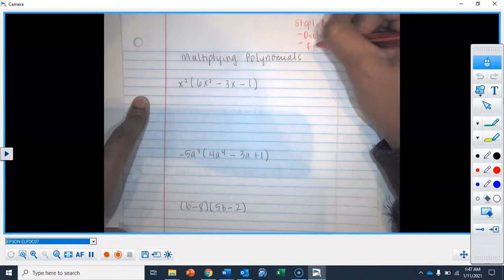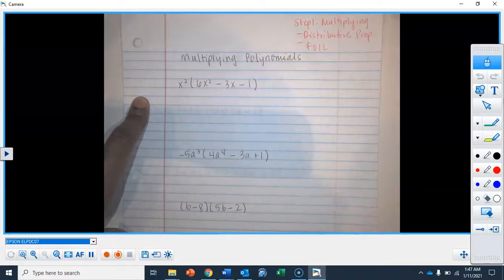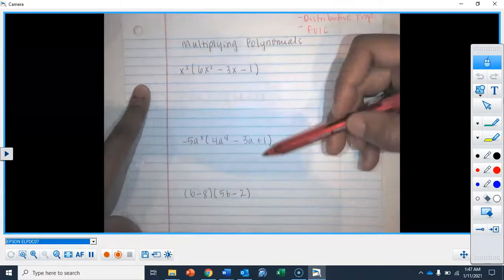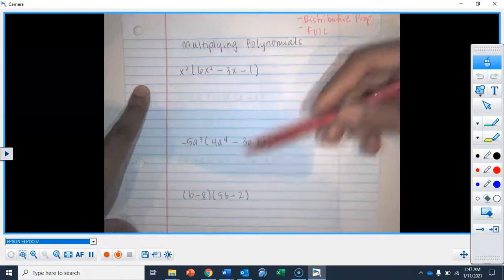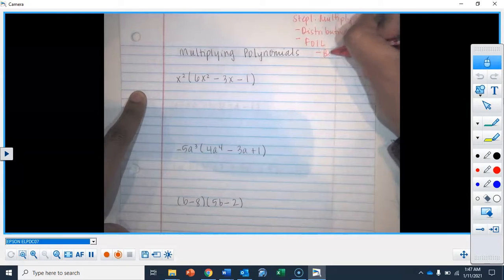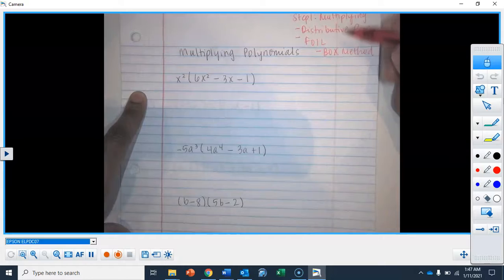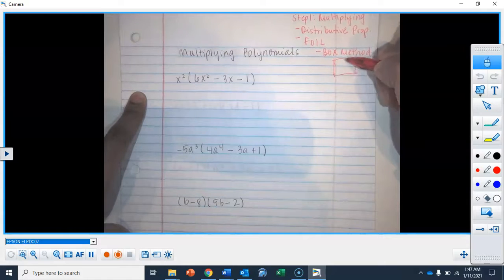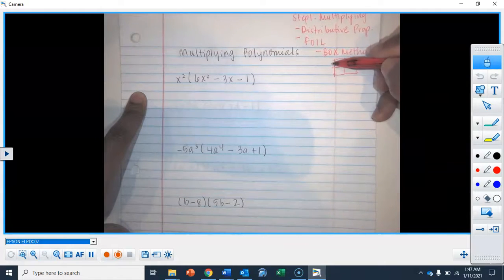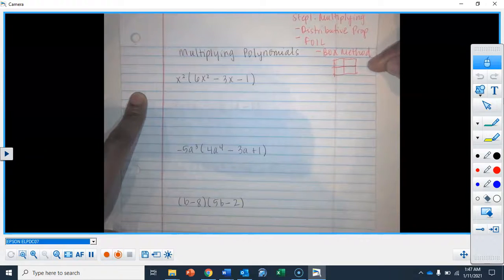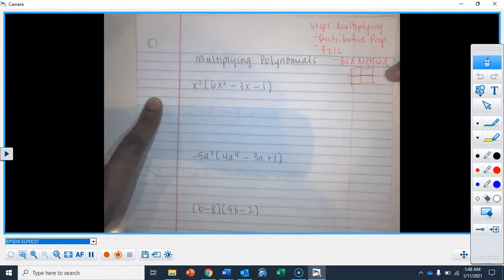Another method I've showed you is the FOIL method: the first, then the outer two terms, inner and last, and I will definitely highlight that when we do a binomial times a binomial. The other method I showed you was the box method, where you draw a big rectangle, cut it into 4 pieces, and then separate your binomial. I'll also show that one in this video. Okay, so let's jump into it.